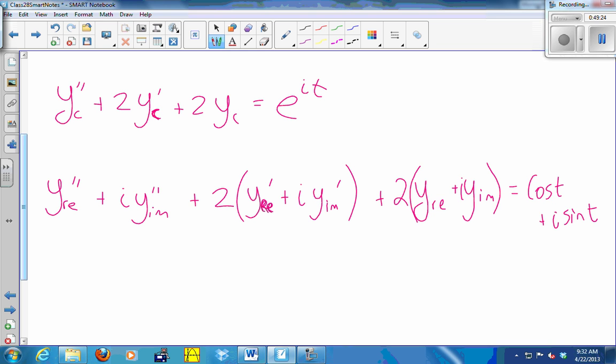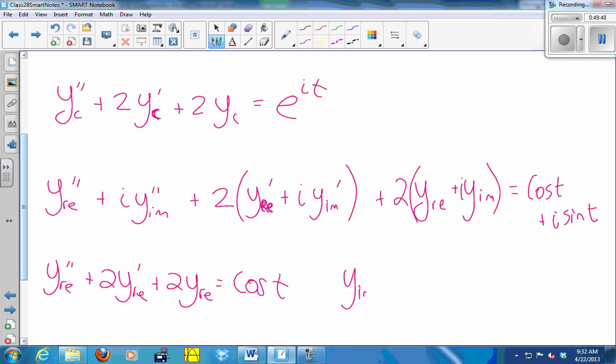All right, collect all your real parts. Y real double prime plus 2y real prime plus 2y real has to equal cosine t. And match up your imaginary parts, and you're going to have y imaginary double prime plus 2y imaginary prime plus 2y imaginary has to equal sine t. And I left the i's off of everything because I'm just dividing them out. There's an i on every term on both sides.